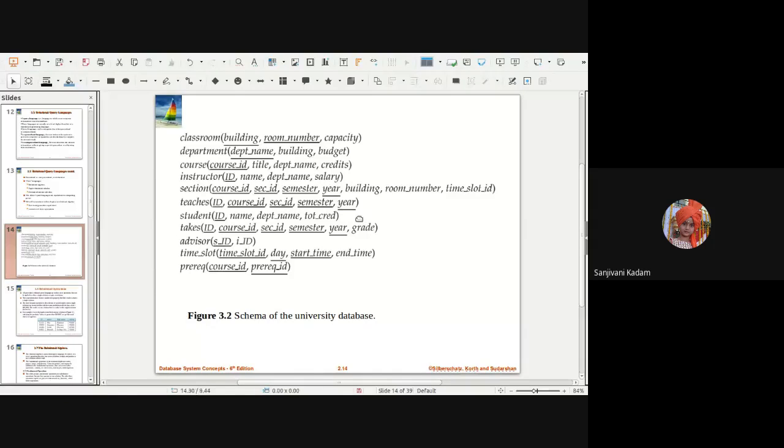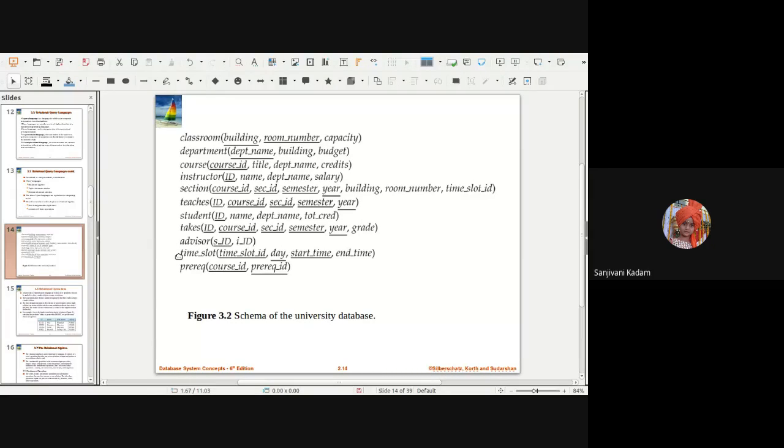Okay, grade, it means here any grade we can take A, B, C, D up to E etc. And if a student has appeared for this course in the previous section, which grade has been allocated to the student. Next, advisor, it means here which student is guided by which instructor.